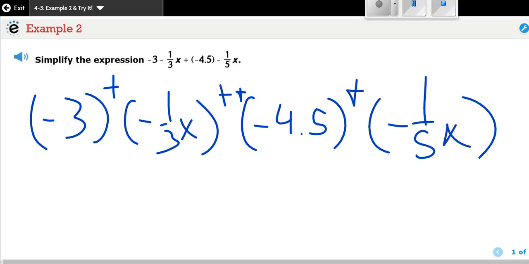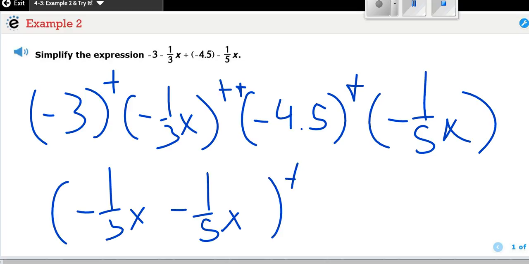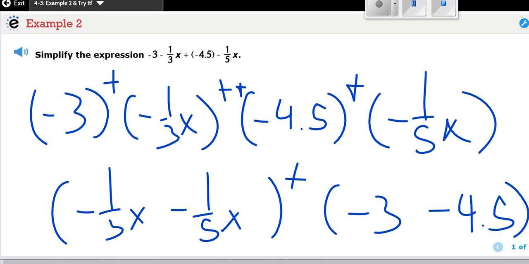And now, to me, it's easier. You can see the terms, right? You can start putting things together. You can say, okay, got a negative 1/3 x, and negative 1/5 x, and those are going to go together. And I'm going to add those together to a negative 3 and minus, like that, right? And here's where those parentheses really can come in handy, because now we see that a negative third plus a negative 4.5 is that negative.